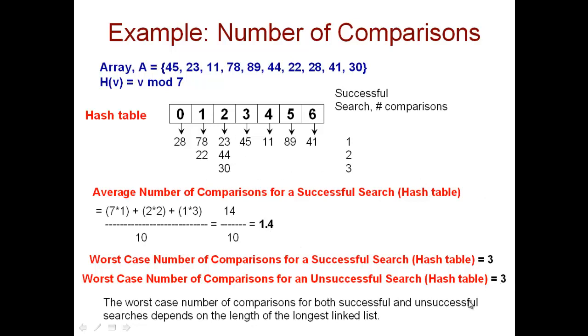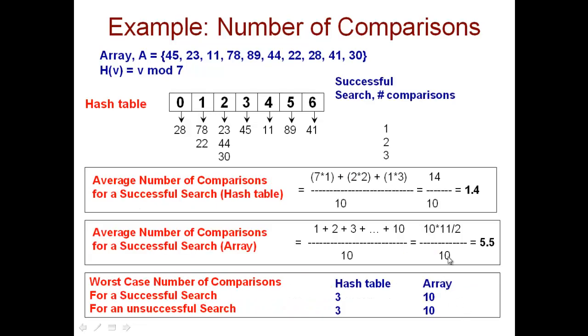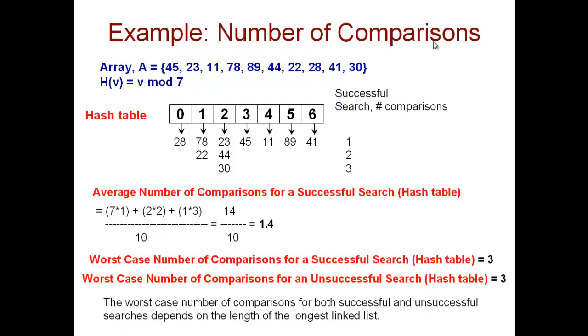In this example, as an array, you have to do 10 comparisons, which is simply the number of elements. So this is an example that illustrates the number of comparisons that you would encounter on average, as well as in the worst case, with a hash table, compared with an array-based approach.